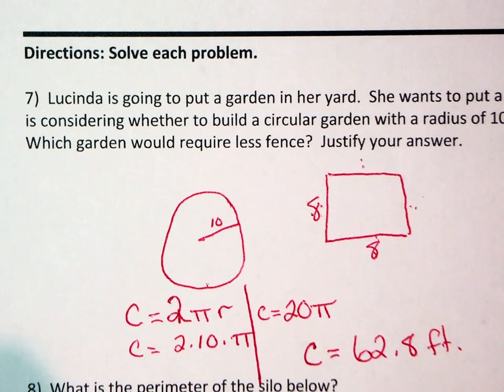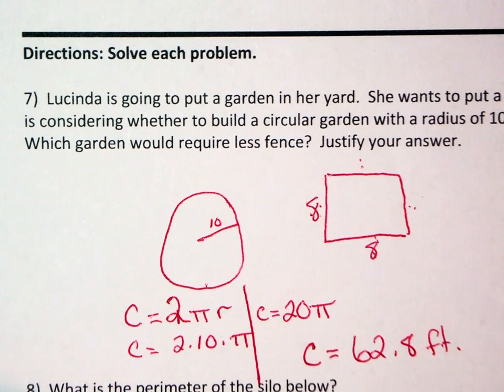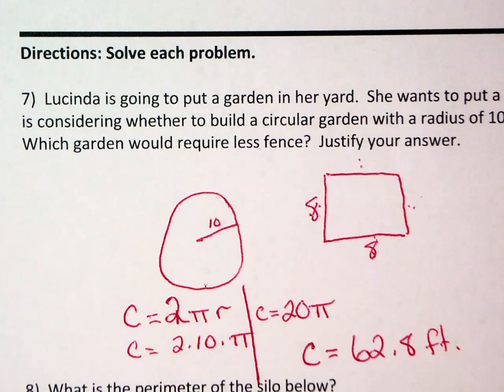So which garden requires less fence? Well, the square does, because the square only requires 32 feet of fence.